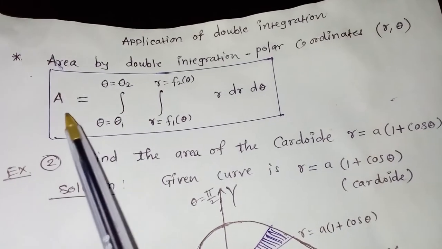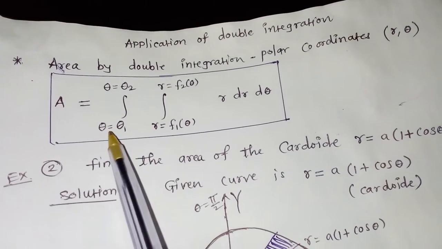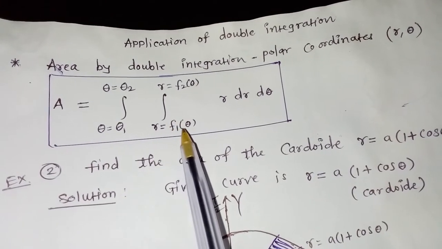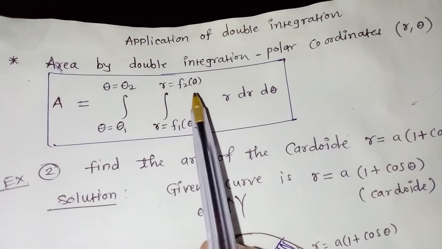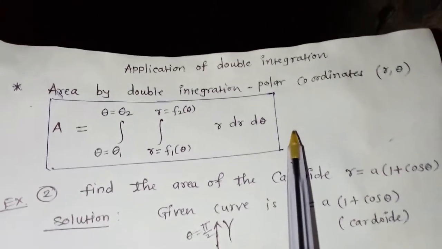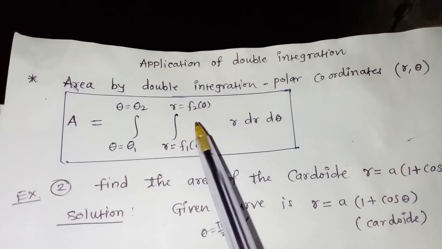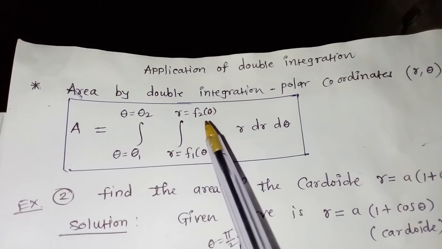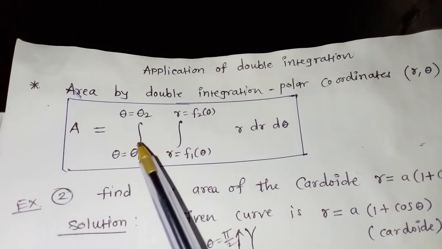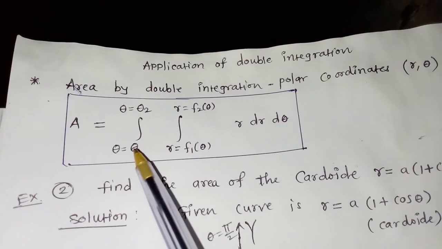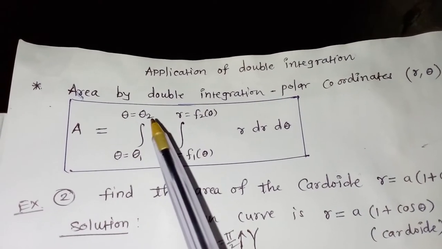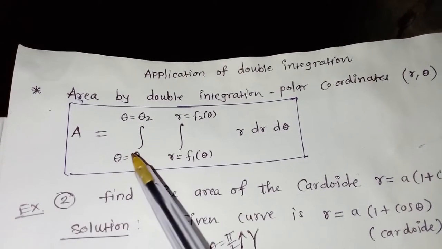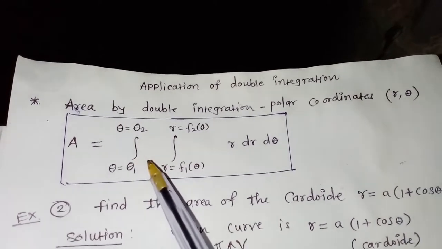The area is A equals double integration from theta equals theta 1 to theta 2 and r equals f1 of theta to f2 of theta, r dr d theta. We can observe this formula. For the inside integral, r is varying in terms of theta, and for the outside integral, theta moves from theta 1 to theta 2, and we know that the angle is always constant, so the outside integral moves constantly.